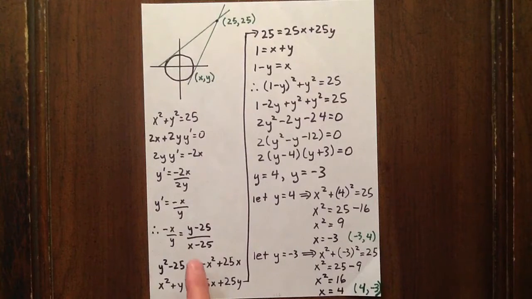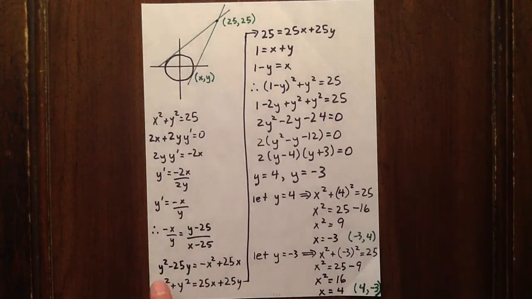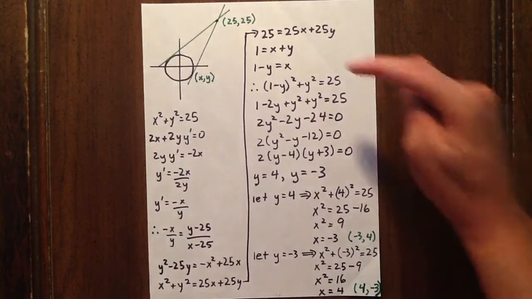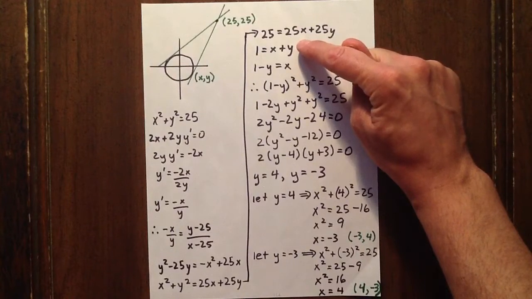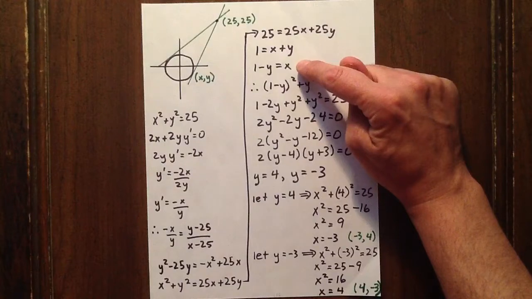Well, at this point now we can multiply both sides by x minus 25 and multiply both sides by y, and what we end up with is y squared minus 25y equaling negative x squared plus 25x. Well, adding x squared to both sides and adding 25y to both sides gives us x squared plus y squared equals 25x plus 25y. Or in other words, 1 equals x plus y, dividing both sides by 25. Well, that means we can solve for x. x is equal to 1 minus y.